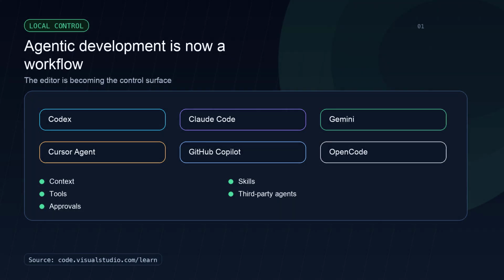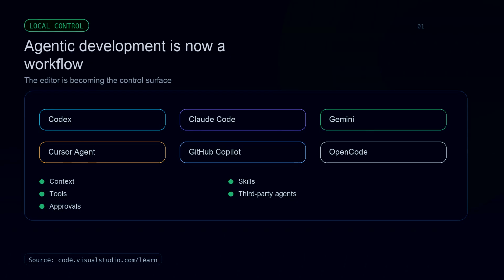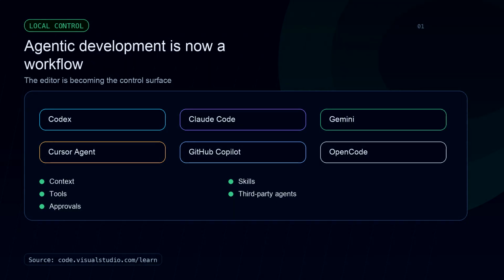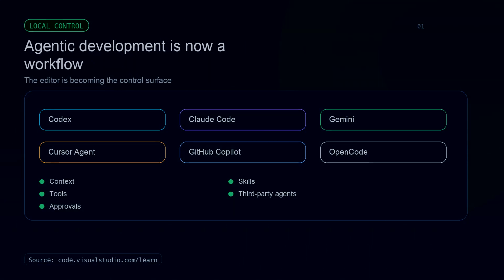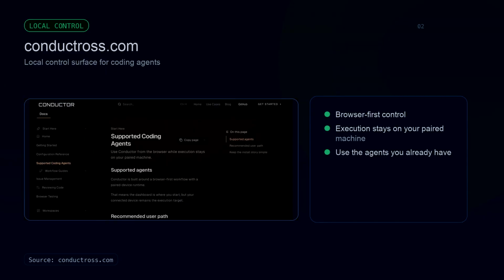The bigger point is that VS Code is teaching agentic development as a workflow, not as magic. That is healthy. It means the skill is no longer just knowing a clever prompt. The skill is setting context, choosing the right model, controlling tool access, reviewing changes, and packaging your team knowledge so the next run is better.